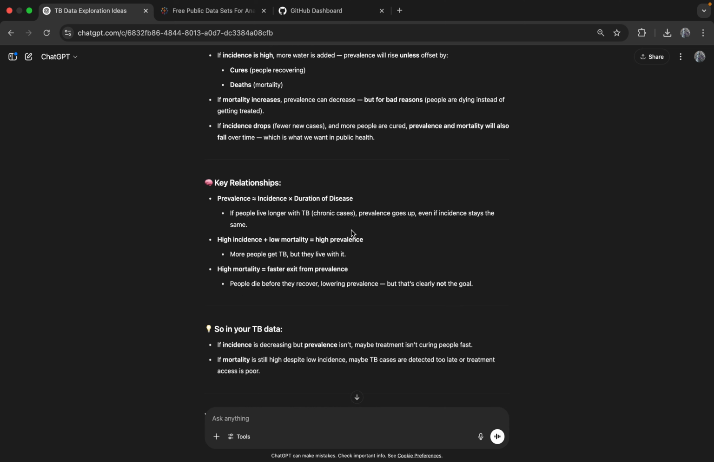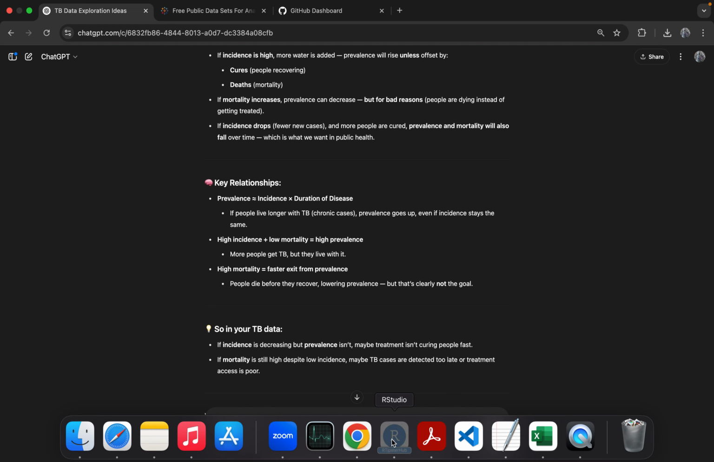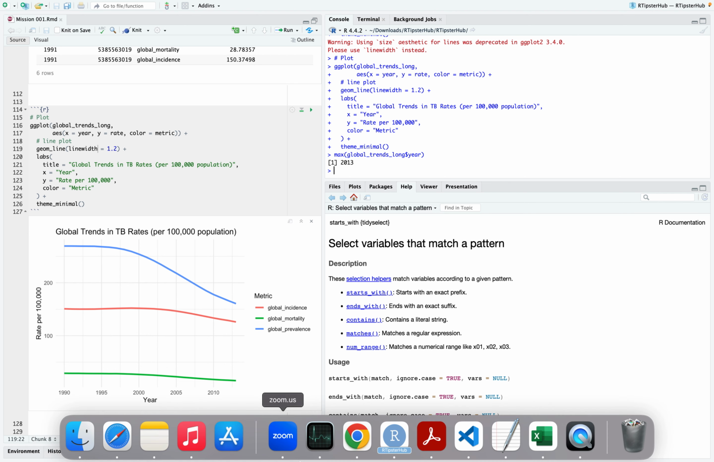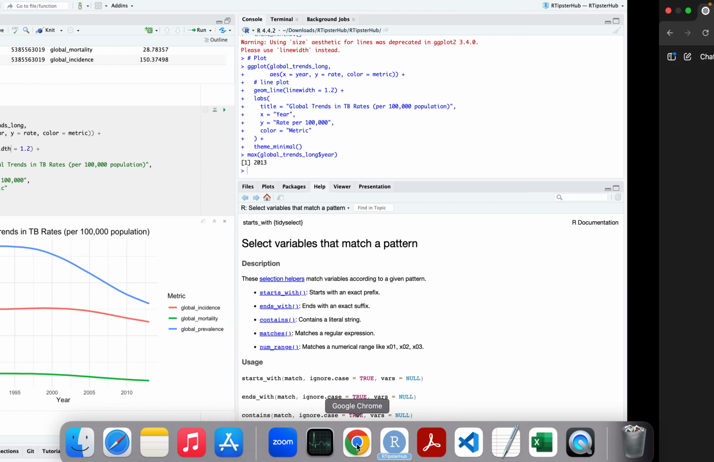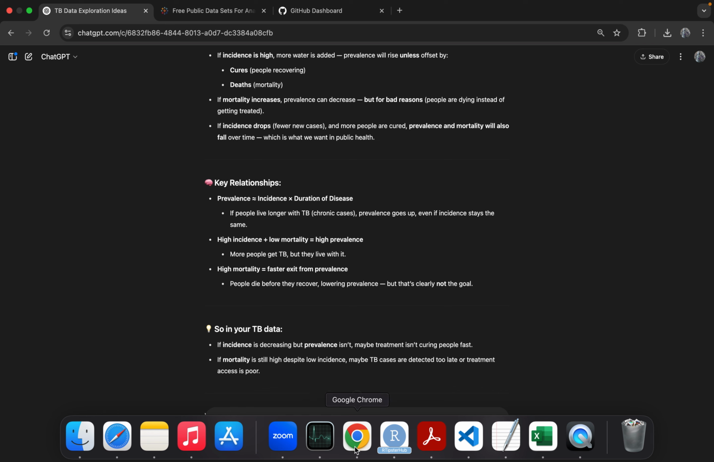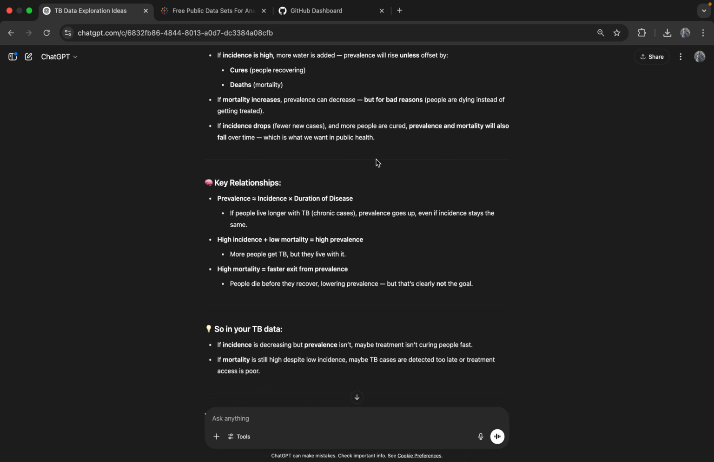Key relationships, okay. So in your TB data, if incidence is decreasing but prevalence isn't, maybe treatment isn't curing people fast. So in my data, I see prevalence is decreasing and incidence is also decreasing, but prevalence isn't. Prevalence was, yeah, the amount of people.